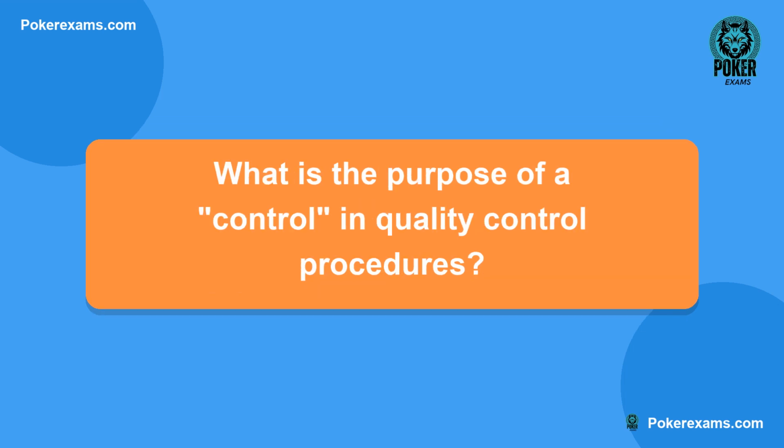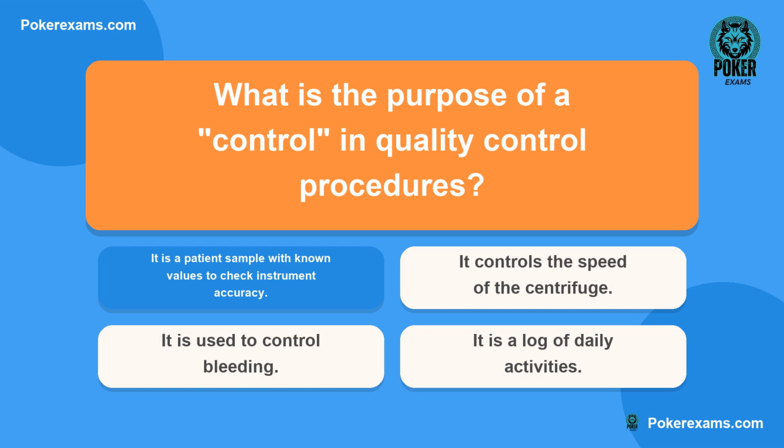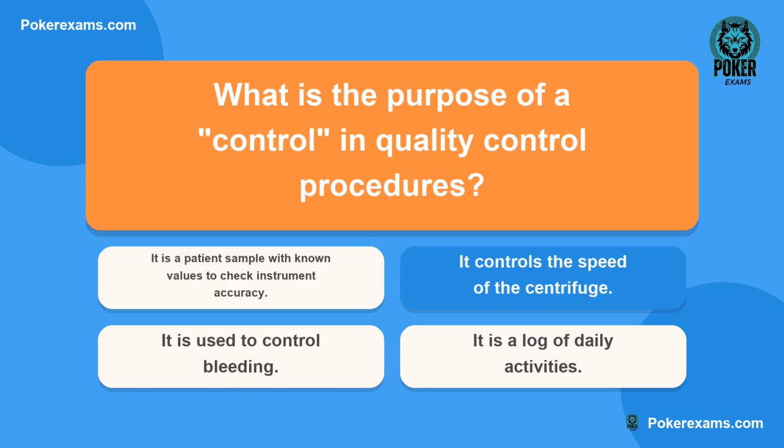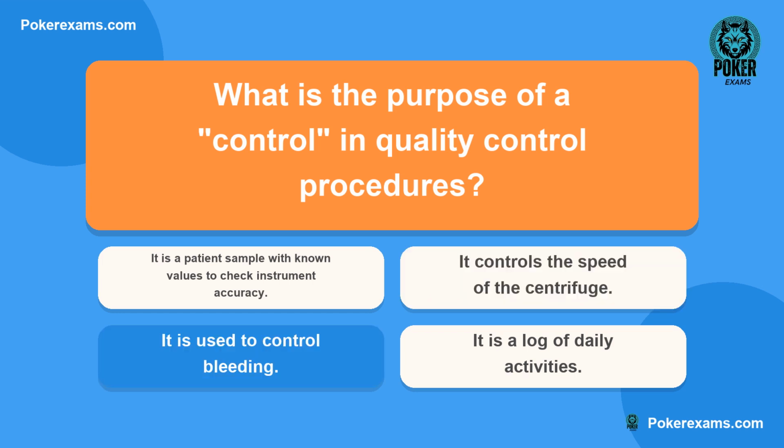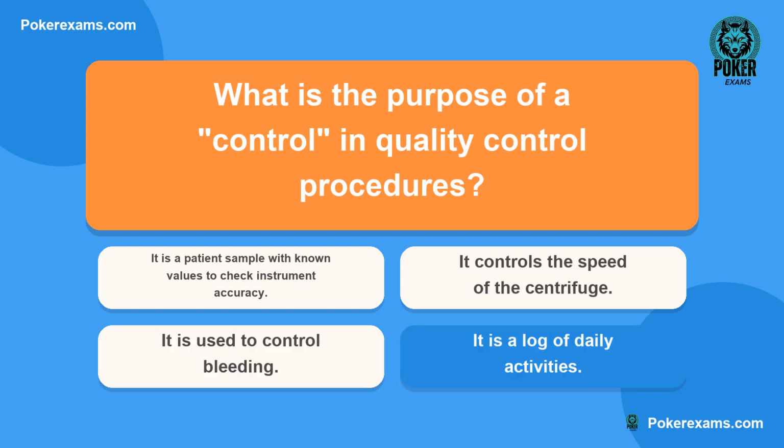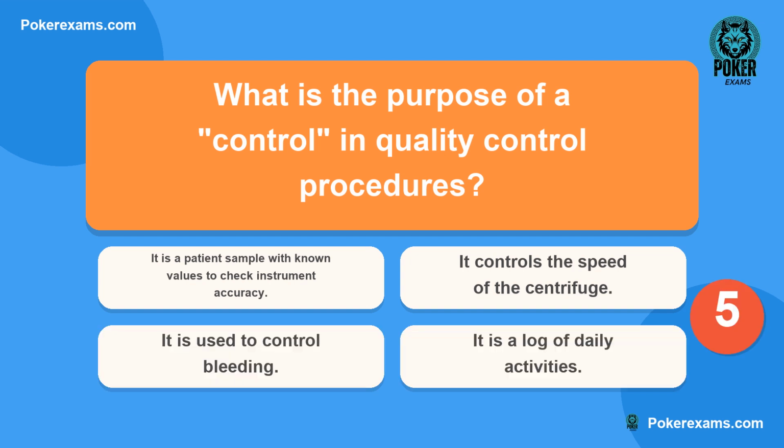What is the purpose of a control in quality control procedures? Is it A, it is a patient sample with known values to check instrument accuracy? Or B, it controls the speed of the centrifuge? Could it be C, it is used to control bleeding? Or lastly D, it is a log of daily activities?